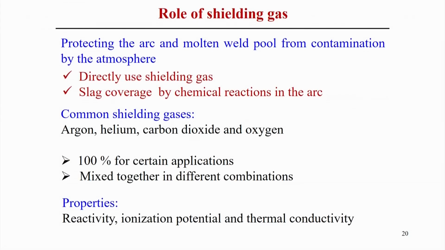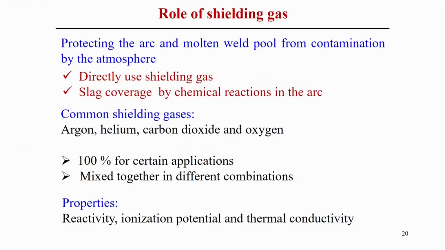Apart from these two characteristics of the power source, there is another important phenomenon which happens in the welding process, that is the shielding gas. The main role of the shielding gas in the welding process is to protect the molten metal from contamination by the outside atmosphere. That is the main objective of using the shielding gas.